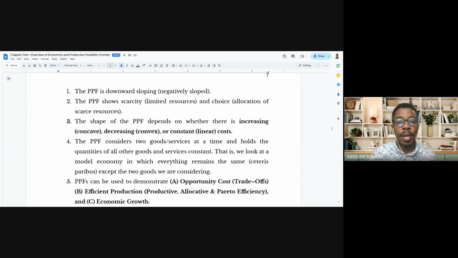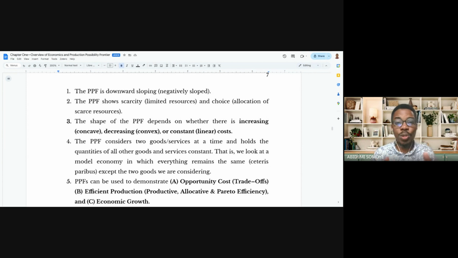Two, the PPF shows scarcity. Okay, scarcity in bracket means limited resources. Now, why do we have limited resources? Because we have unlimited human wants. I usually do tell my students, human beings never seem to have enough. If you win $1 million today and you go buy an airplane or a Lamborghini, tomorrow you want to buy something else. Next tomorrow you want to buy something else. And the resources that might be needed to produce what you need might not be available at that time. Okay, so scarcity is driven by unlimited human wants.